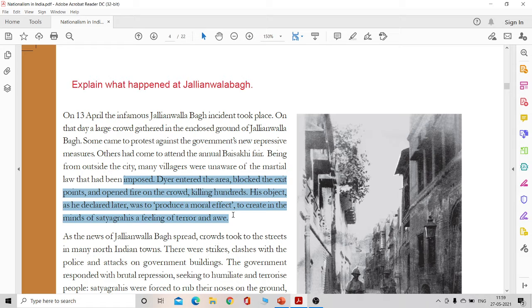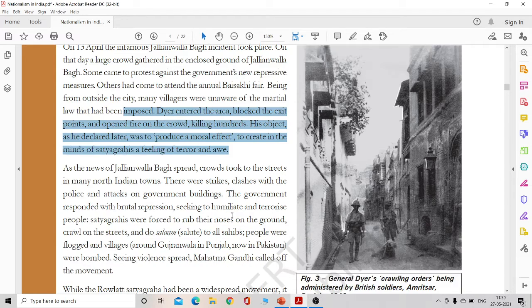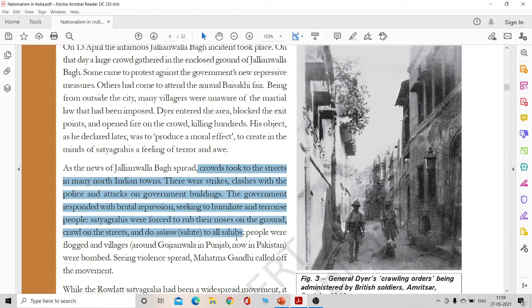Obviously, we see that this was not only grossly inhuman, but it also backfired on the British government, because after Jallianwala Bagh, it produced a huge reaction, not only by the Indians, but also around the world. People were shocked that the British could do such an inhuman attack, right? So Jallianwala Bagh Satyagraha, if a question comes, you can write about how they reacted.